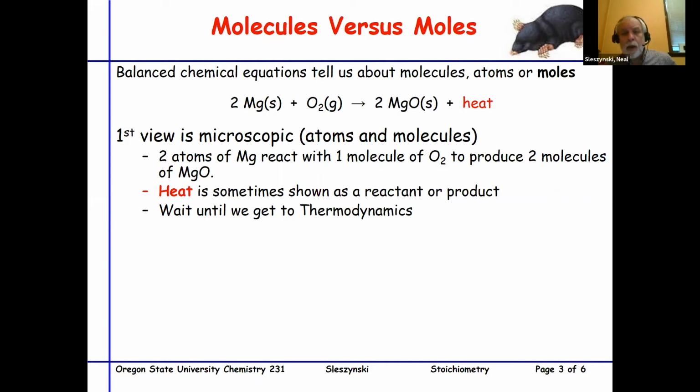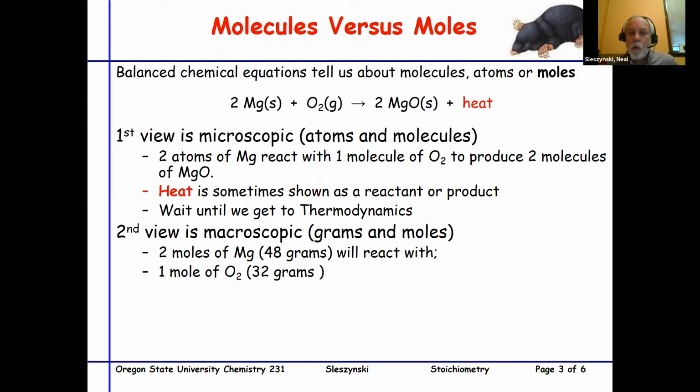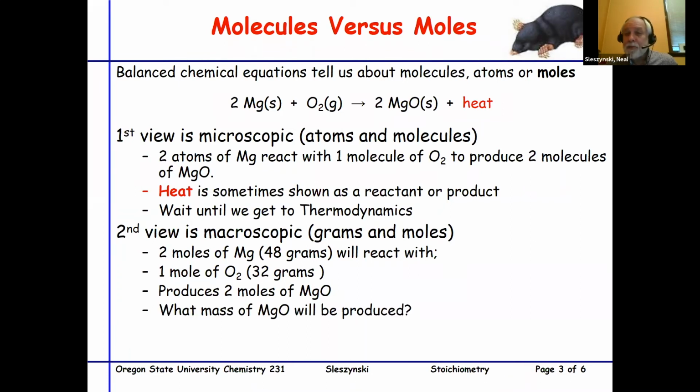This balanced chemical reaction can also be viewed at the macroscopic level of grams and moles. This balanced chemical reaction tells us that 2 moles of magnesium, which is 48 grams, will react with 1 mole of oxygen, which is 32 grams, to produce 2 moles of magnesium oxide. Well, I'll leave you to calculate on your own what mass of magnesium oxide is produced if we react 2 moles of magnesium with 1 mole of oxygen.